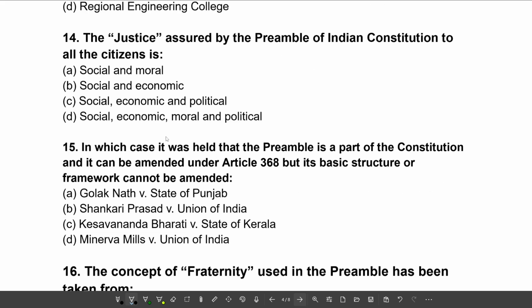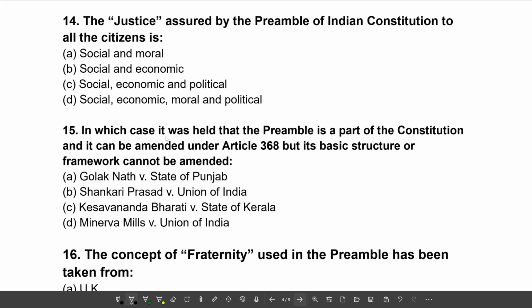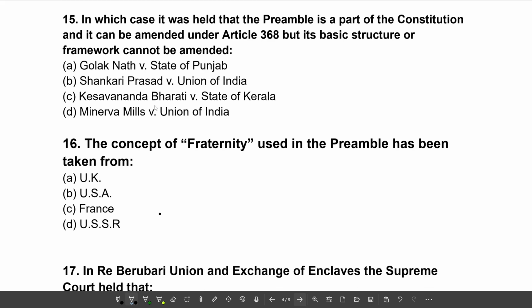Next question. The justice assured by the Preamble of the Indian Constitution to all the citizens is option A, social and moral. Option B, social and economic. Option C, social, economic and political. Option D, social, economic, moral and political. So the correct option will be option C, social, economic and political. Next question.